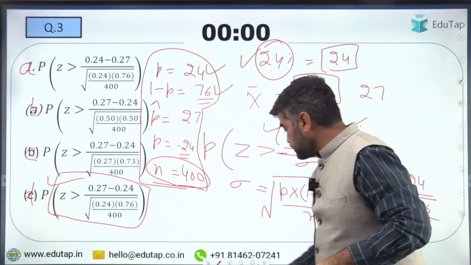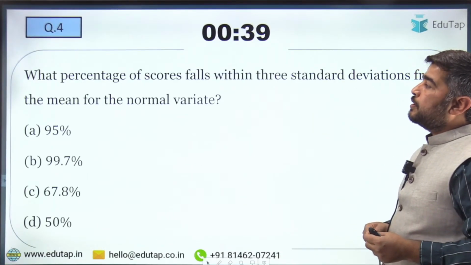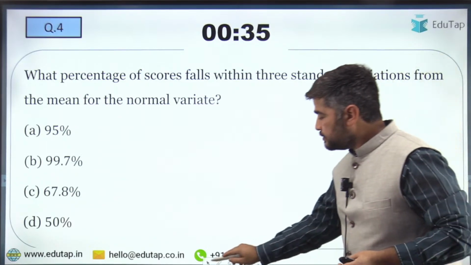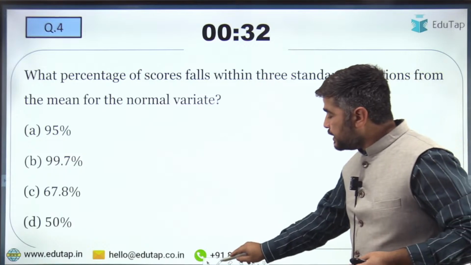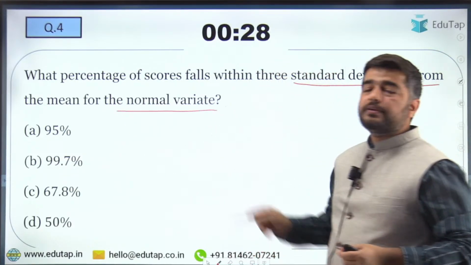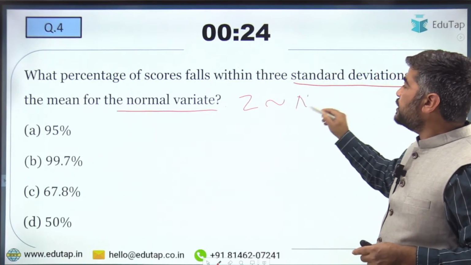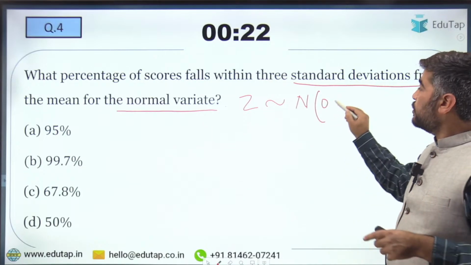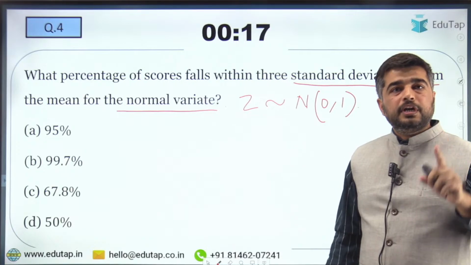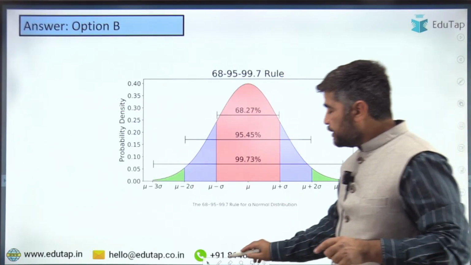Fine. Next is: what percentage of scores falls within 3 standard deviations from the mean of the normal variate? The normal variate is Z, which is normally distributed with mean 0 and standard deviation 1. You have to learn this chart. This is very important.